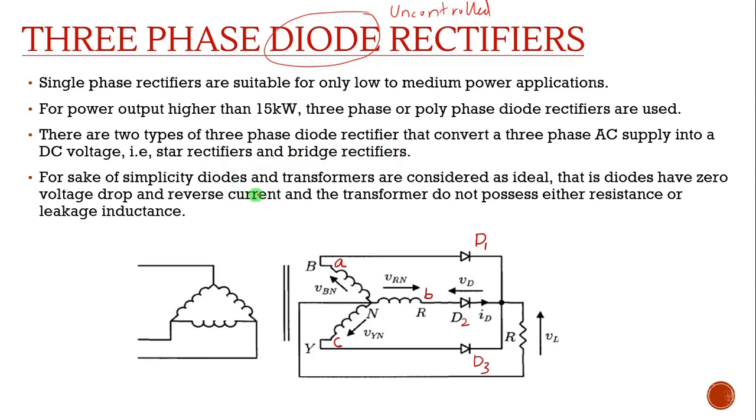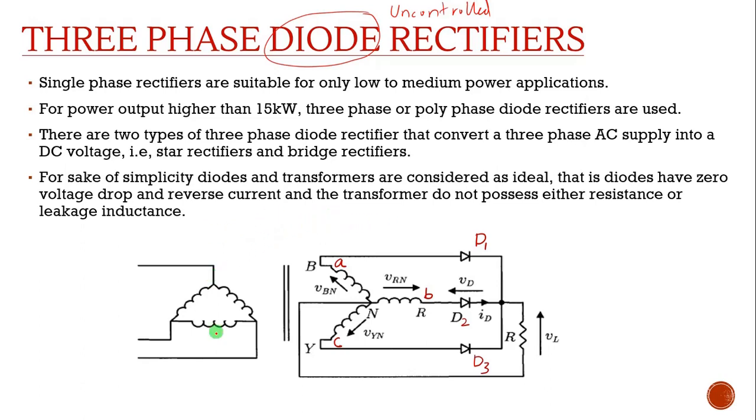For the sake of simplicity, the diodes and transformers are considered as ideal. The diode is assumed to have 0 forward voltage drop and 0 reverse current, and the transformer does not possess either resistance or leakage inductance. So these are the assumptions we are taking.